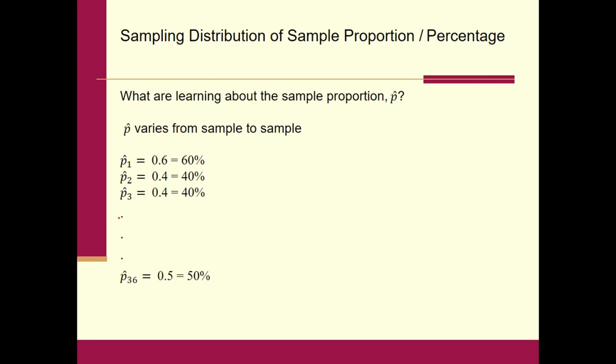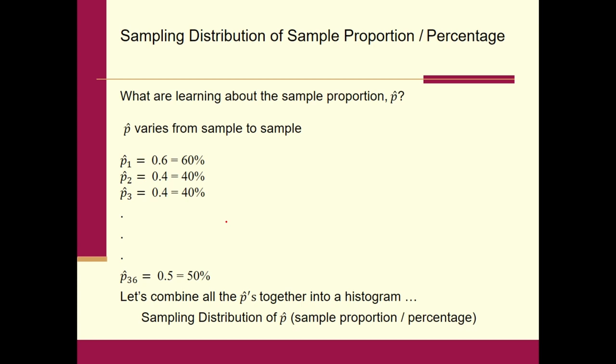And so in our made-up 36 people, maybe the 36th person found 50%. That's perfectly fine. So notice p hat is varying from person to person, okay? And let's combine all the p hats together into a histogram. And once you do that, what are we creating again? Remember when we put all those statistics of a certain sample size into a histogram? We're calling that a sampling distribution. And here it's the sampling distribution of p hat.